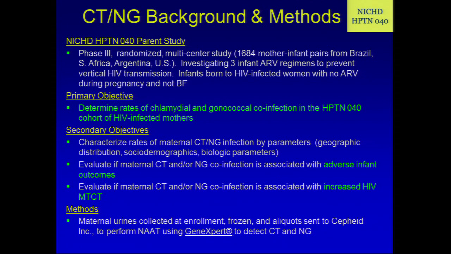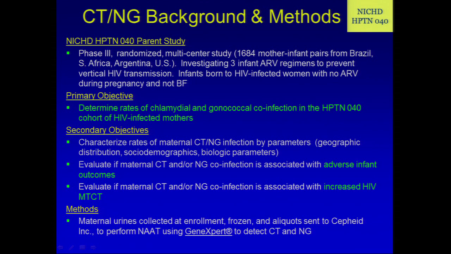The primary objective of our study was to look at rates of chlamydia and gonorrhea co-infection in this group of HIV-infected mothers. In terms of our secondary objectives, we wanted to look particularly at whether there were any predictors, such as geographic distribution or sociodemographic and biologic parameters, that could help predict if these women would be positive for chlamydia or gonorrhea. In addition, we wanted to look at whether these STIs had any relationship to being more at risk for adverse infant outcomes. And lastly, we wanted to look at whether these STIs had any impact on HIV transmission to infants.